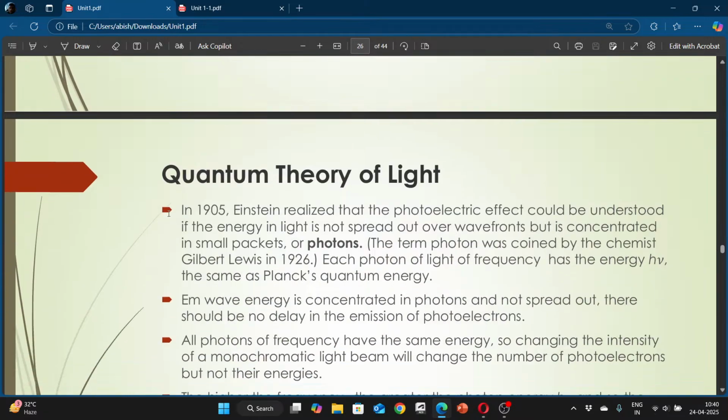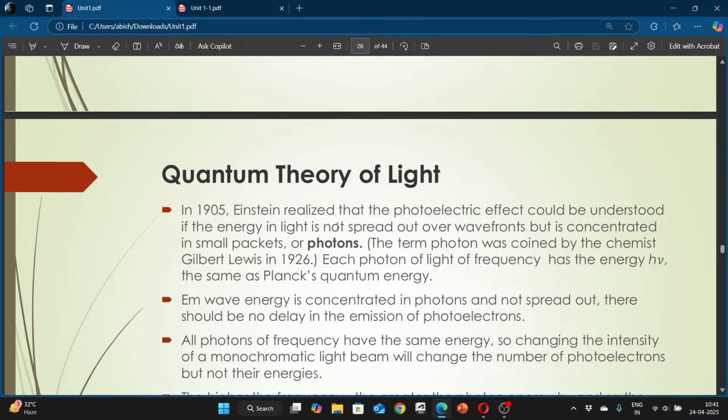So firstly, let's go through the PPT, the quantum theory of light. In 1905, Einstein realized that the photoelectric effect could be understood if the energy in light is not spread out over wavefronts, like in Huygens, you remember Huygens and wave optics, where they had wavefronts for light, but is concentrated in small packets or photons.